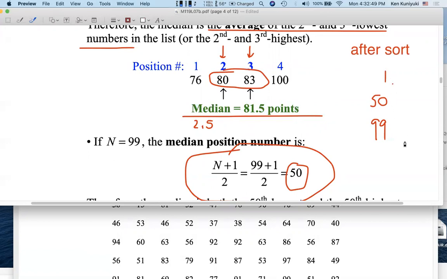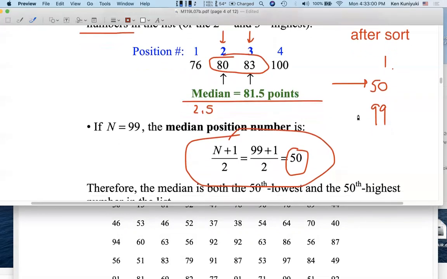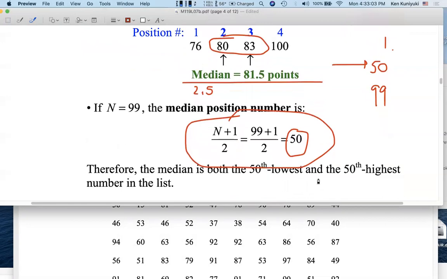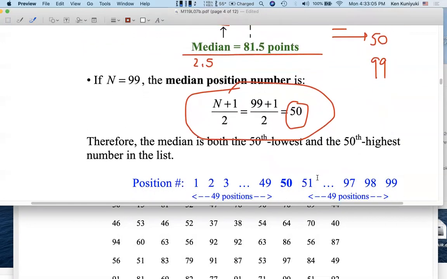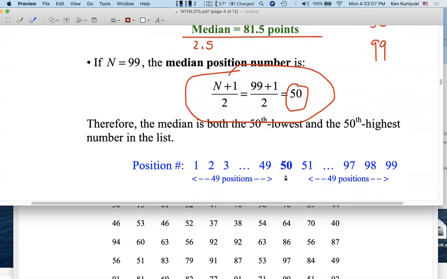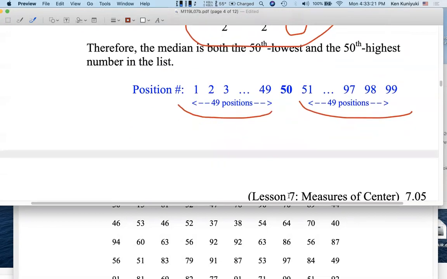After a sort, either from lowest to highest or highest to lowest. By convention, we normally go lowest to highest. You want the 50th lowest value, which will also be the 50th highest value. So the median is both the 50th lowest and the 50th highest number in the list. The median would be in position number 50. You will have 49 numbers below it. Ties are allowed, however, and you would have 49 numbers above it. Although, again, ties are allowed. So you could have ties around here, for example, and that's okay.